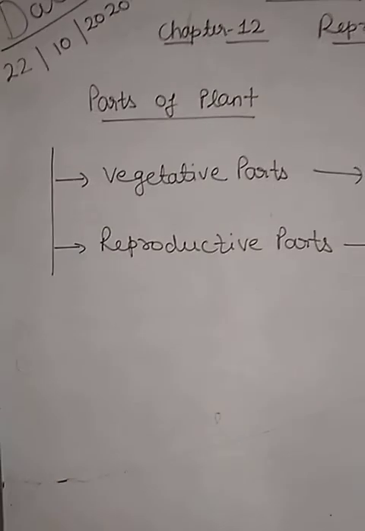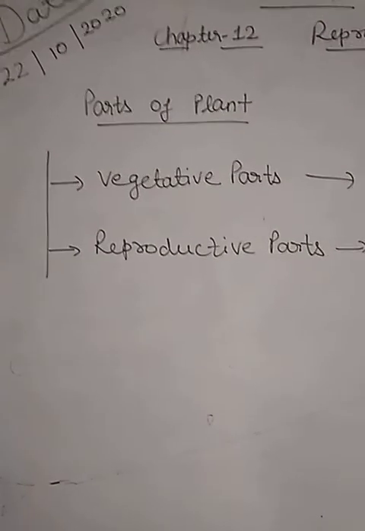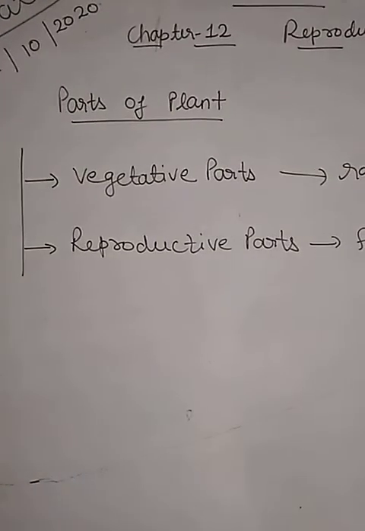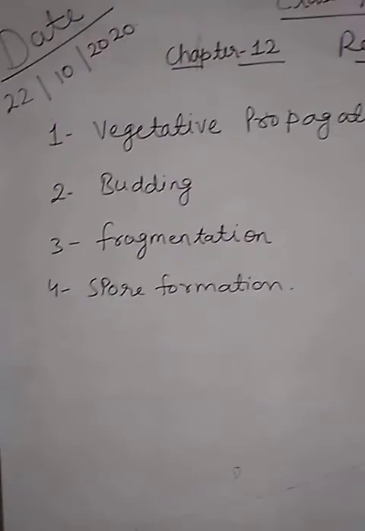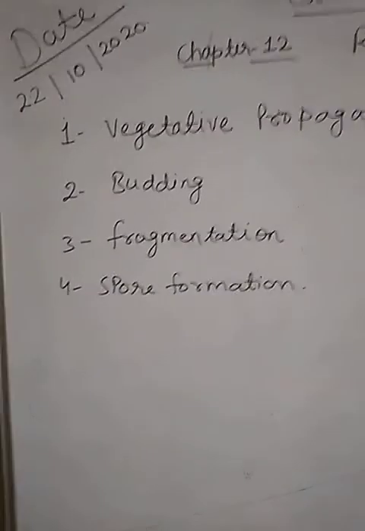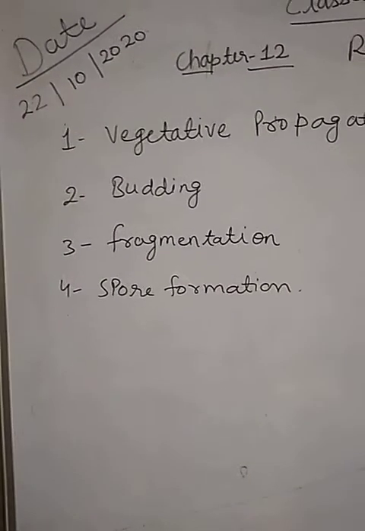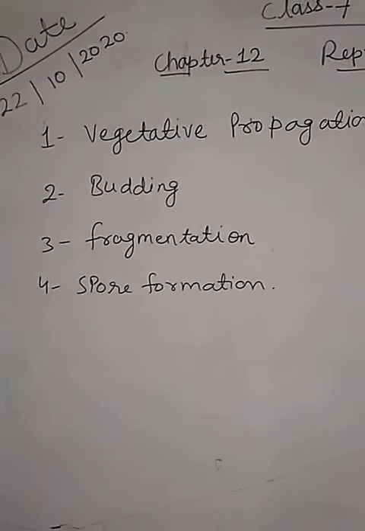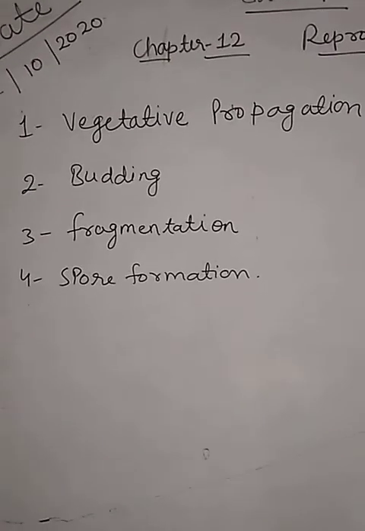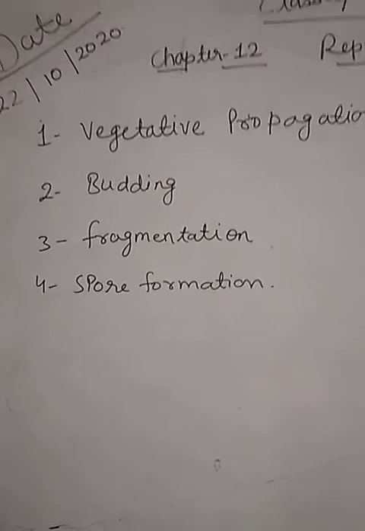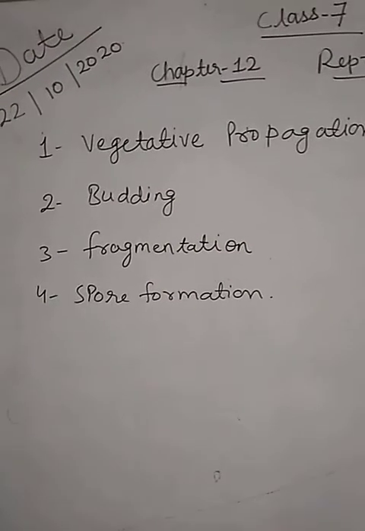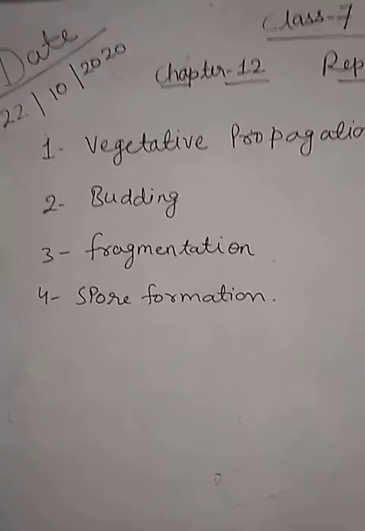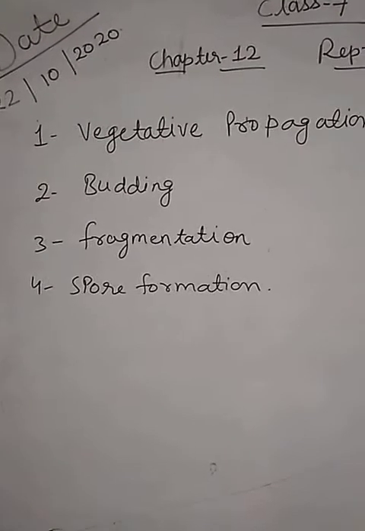So children, here we have discussed the parts of the plants, that is the vegetative parts and the reproductive parts. So children, let's start with asexual reproduction in plants. The various methods of asexual reproduction in plants are vegetative propagation, budding, fragmentation and spore formation. These are the four asexual methods of reproduction in plants. So let's start with vegetative propagation.